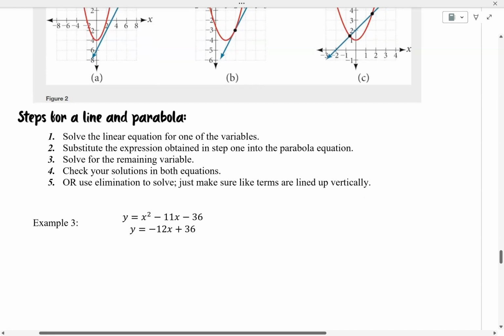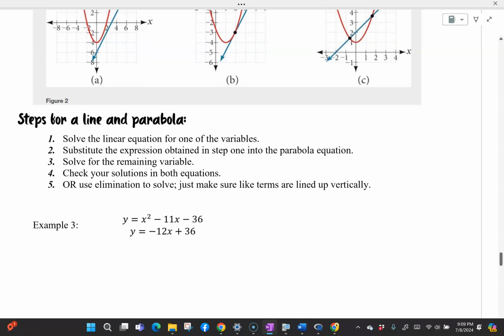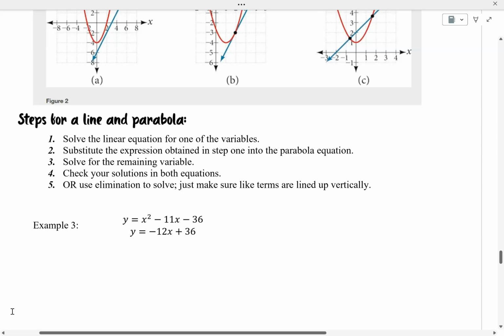So I do have some steps for you on this one. Solve the linear equation for one of its variables. So typically, the easiest thing to do is say y equals. Okay? You can substitute it in if you would like, or you can use elimination. It is completely up to you. Solve it, check your solution.